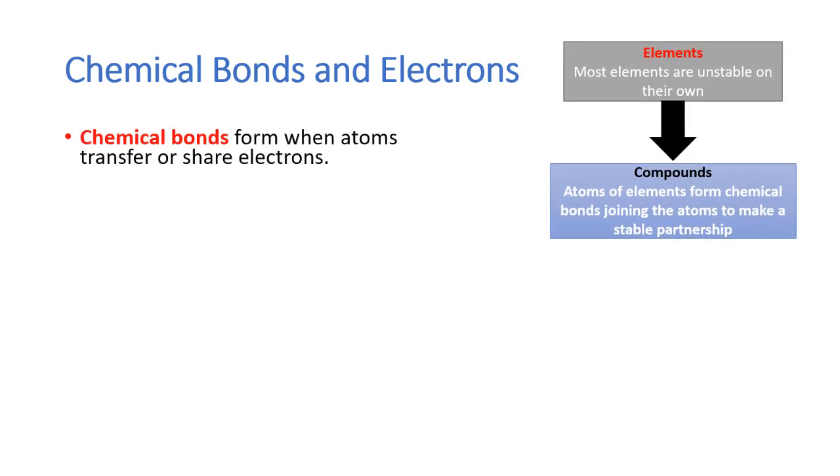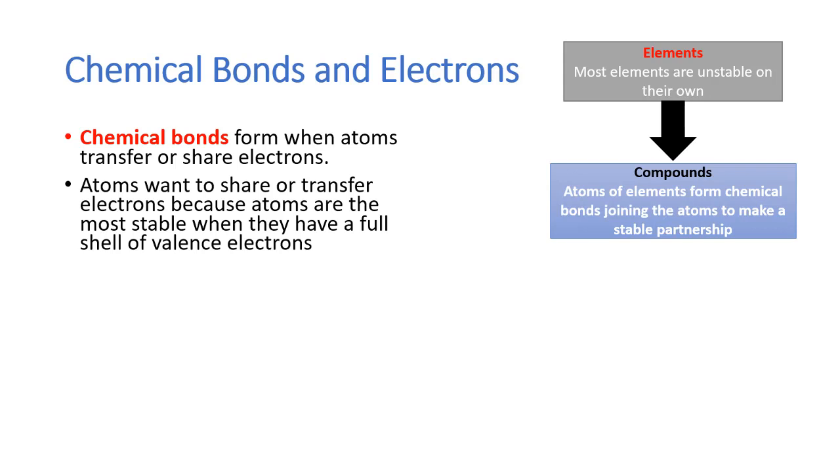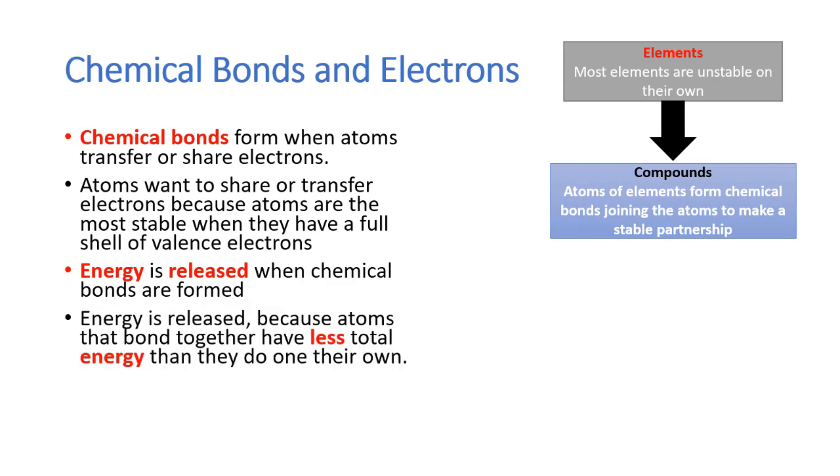Chemical bonds form when atoms transfer or share electrons. Atoms want to share or transfer electrons because atoms are the most stable when they have a full shell of valence electrons. Energy is released when chemical bonds are formed. So when atoms come together and create a new substance, energy is released. Energy is released because the atoms that bond together have less total energy than they did on their own. So basically, atoms are seeking out a lower energy level.